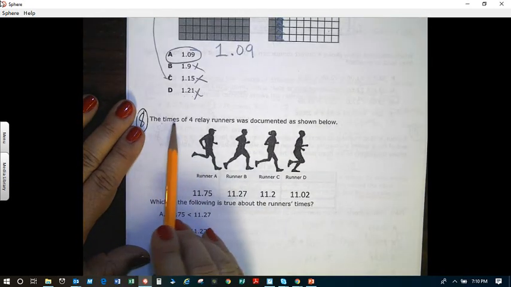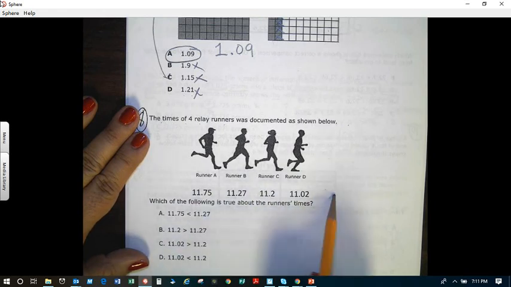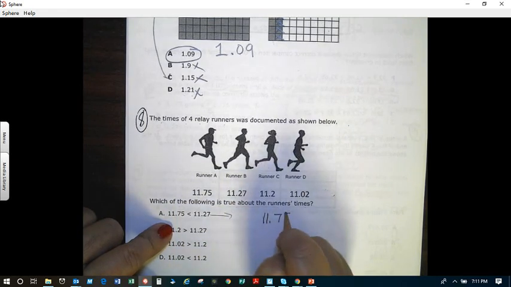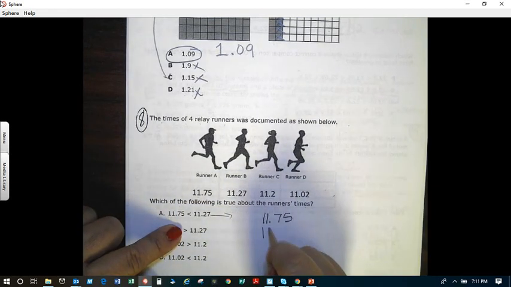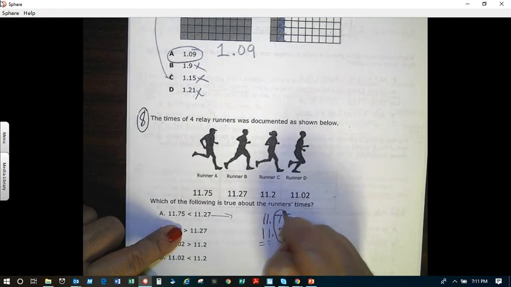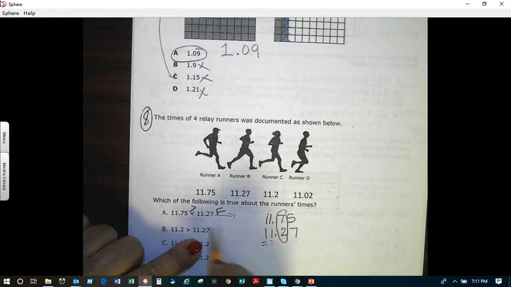The times of 4 relay runners was documented below. Here's my relay runner. Runner A, B, C, and D, and there's their times. Which of the following is a true statement about the runners? Okay, so I'm going to take this first one, 11 and 75 hundredths, and compare that to 11 and 27 hundredths. Is that a true statement? That's equal, equal. I'm going to my tenths. 7 is greater, so it should go the opposite direction. So that's a false statement. I'm going to come to the next one here.